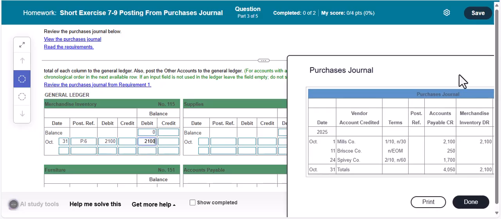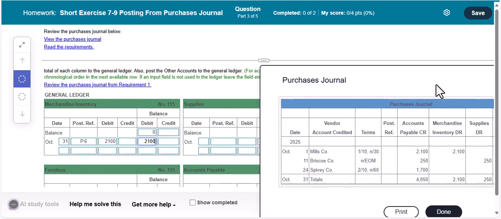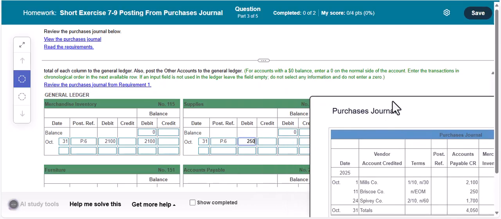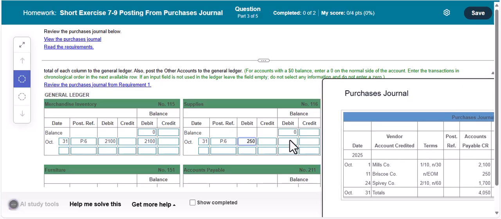All right, and moving along, we have supplies. So supplies, we have a $250 debit on October 31st. So since this is not quite in the way, we'll work our way over. $250, and we make it the balance here. $250 in supplies.